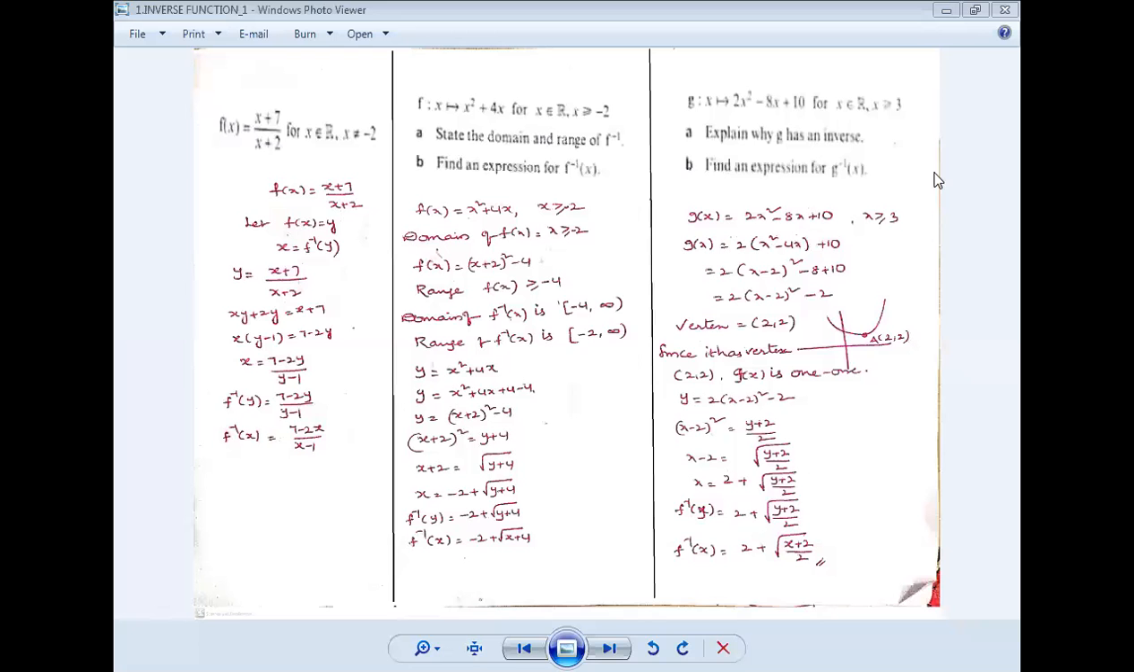we'll see some problems over here. How to find f inverse x? I have taken some questions over here. We'll see. f of x is given as (7 minus 2x) by (x plus 2) for x belonging to R, and x not equal to minus 2. Why not equal to minus 2? If x is equal to minus 2, this function is not defined. That's why they have given this condition.